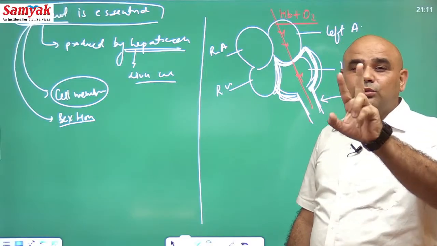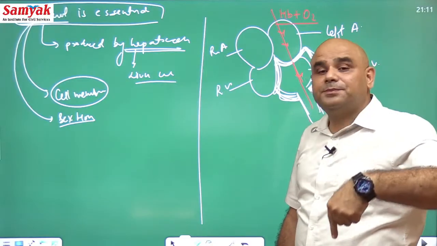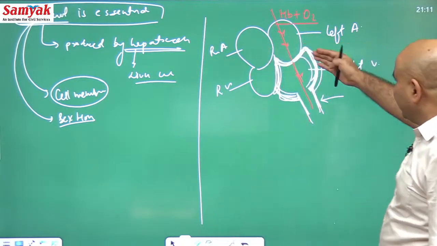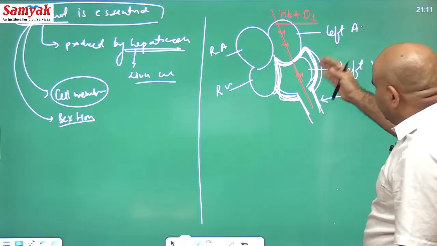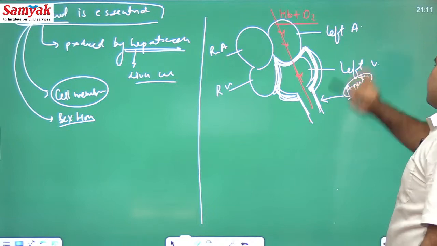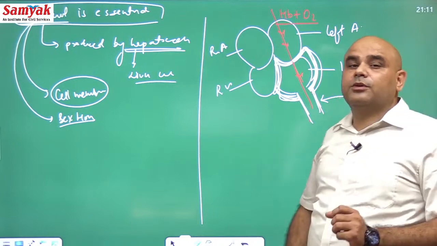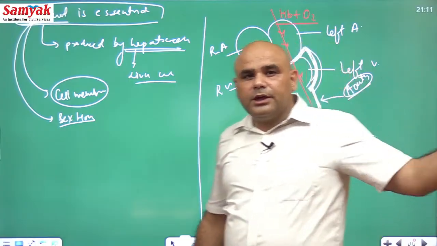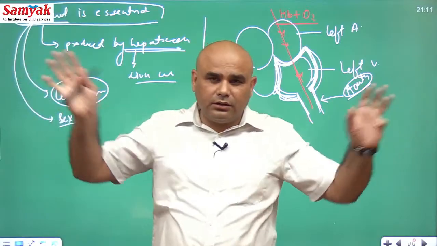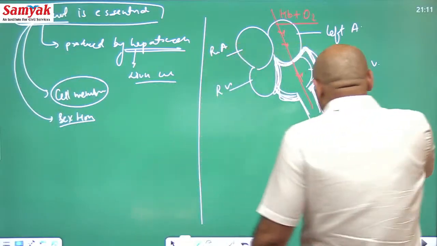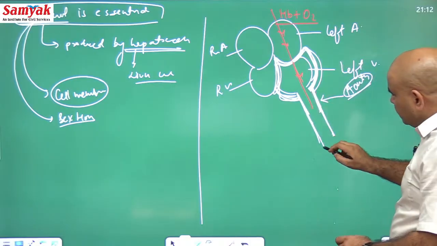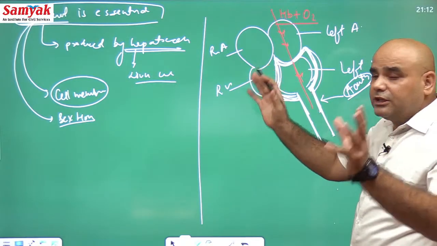This question has been asked 2 times in civil services exams. Once in RAS prelims it has been asked, and once in IAS it has been asked. So when the blood leaves the left ventricle, it will leave with the path which is named aorta. Aorta is the largest blood vessel of your body. The purpose of aorta is to ensure the distribution of oxygenated blood to all the vital organs of your body.